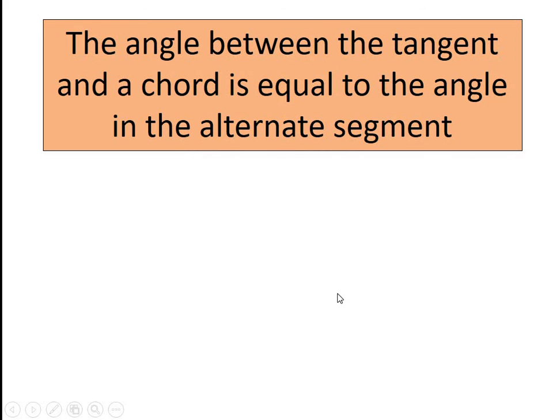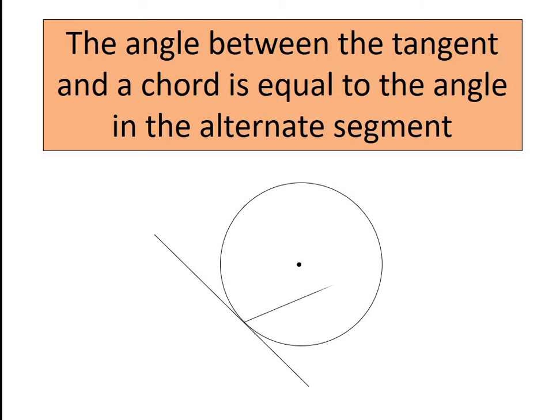The next one: the angle between the tangent and a chord is equal to the angle in the alternate segment. So this is a little theory on its own. It used to be classed as the A-star question. We have a circle. Okay, we have a tangent. Here's a chord. And if we make that into a triangle in the middle, the angle between the tangent and a chord is equal to the angle in the alternate segment.